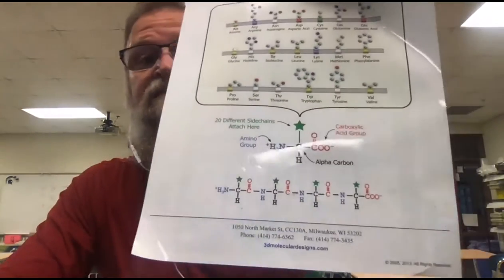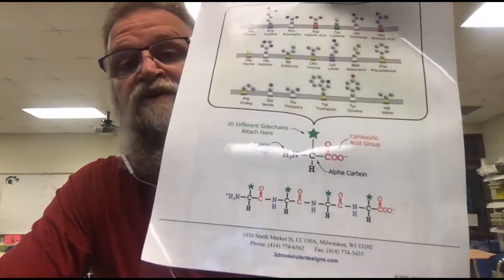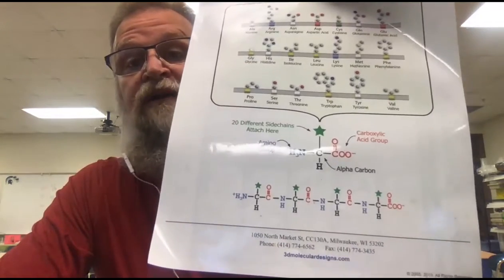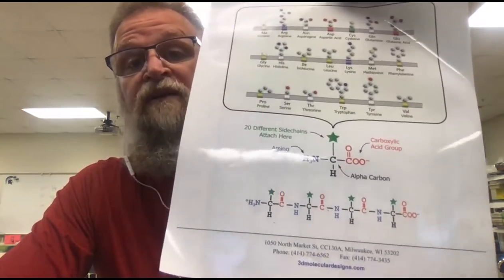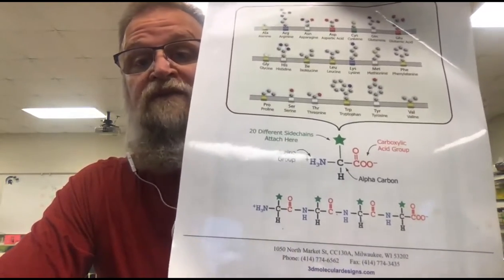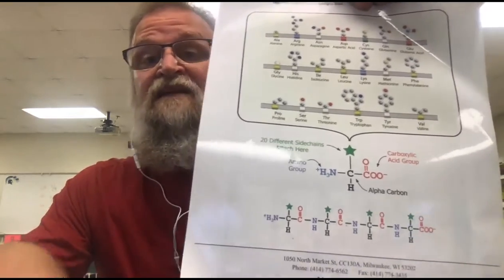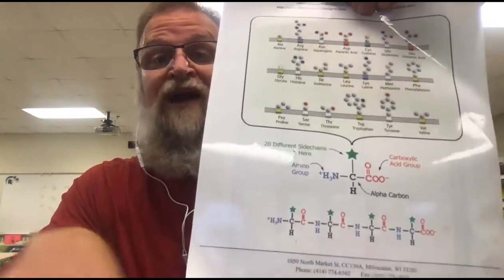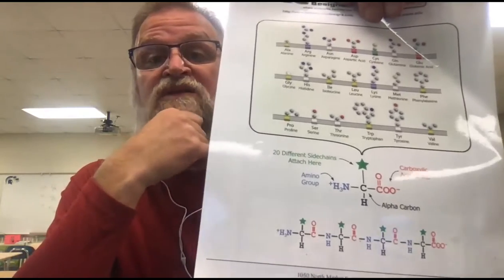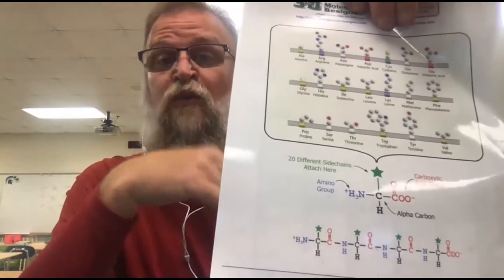You may recall, I'm just going to show you this picture. This is a typical amino acid. And you can see that it's got the alpha carbon, which is also called the central carbon. There's an amine group to the left. The red group to the right is the carboxyl group. So that makes it an amino acid because of the carboxylic acid group. And then where the green star is, those are the side chains or the R groups.